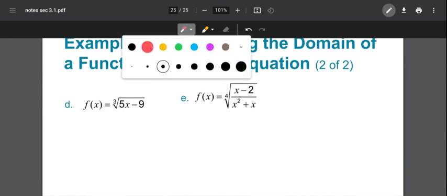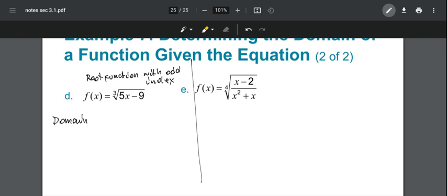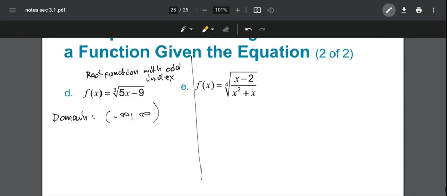And I have part D. Here we have a root function with odd index. So when we have a root function with odd index, that means the domain is the set of all real numbers. So we don't need to do any work. Domain will be from negative infinity to infinity because for a root function with odd index, the expression under the root can be positive, can be negative, but also can be 0.